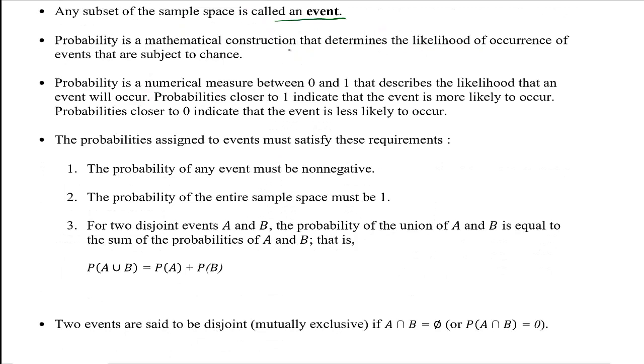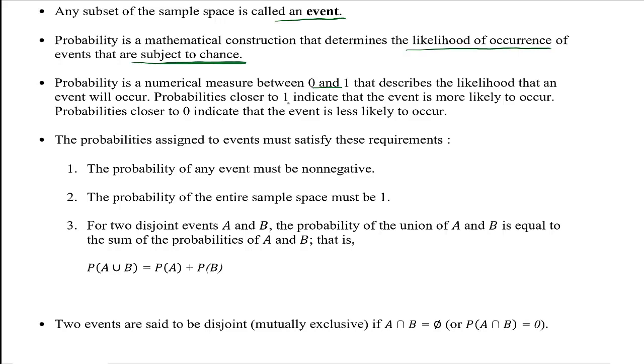Probability is a mathematical construction that determines the likelihood of occurrence of events that are subject to chance. الاحتمال هو عبارة عن نموذج رياضي يحدد the likelihood of occurrence حصة ظهور حوادث معينة والتي هي تكون عرضة للحظ. Probability is a numerical measure between 0 and 1. Probability هو عبارة عن مقياس عددي قيمته بين الصفر والواحد. That describes the likelihood that an event will occur.